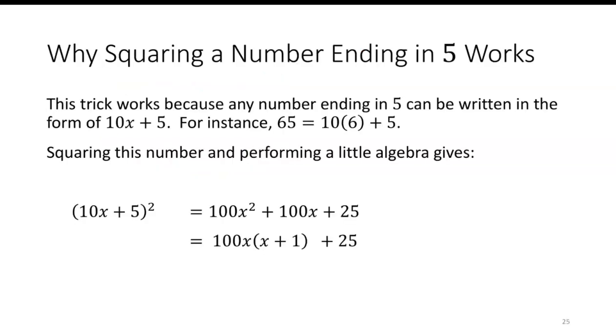In terms of why this works, this involves a little bit of algebra, but essentially any number ending in a 5 can be written in the form of 10 times x plus 5. So, for instance, 65 is 10 times 6 plus 5. Squaring this gives you 10x plus 5 squared. Here's the algebra part. If you square it out, it comes out to be 100x squared plus 100x plus 25. And this can be rearranged as 100 times x times x plus 1. So there's the number times number plus 1, and then times it by 100, so that way when you tack on the 25, it'd be like adding it to the end.